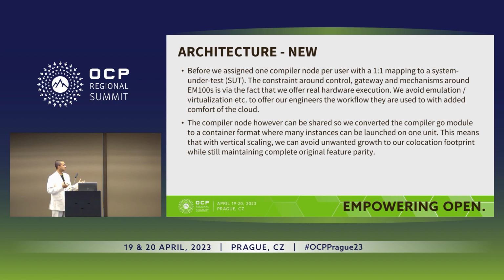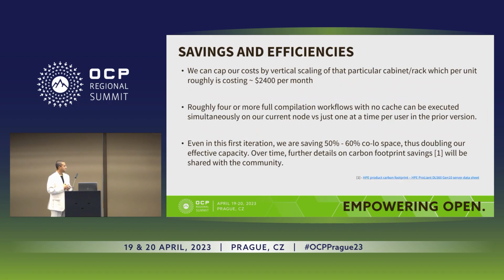And so we did some neat containerization on top of the containerization that's already there. So we converted the original Go module to a container format where many instances could be launched on one unit. So this means that if you have a usefully powerful vertical scale unit, you can have this compiler node being shared by many different SUTs. And we still maintain the original idea, which is that all of the rest of the parts is running on real hardware. And so this afforded us a remarkable 50 to 60% savings, because that compiler node would just be one part of the colo frame or the cage. The rest of the thing would multiply, but even that would allow us to have 50 to 60% savings.